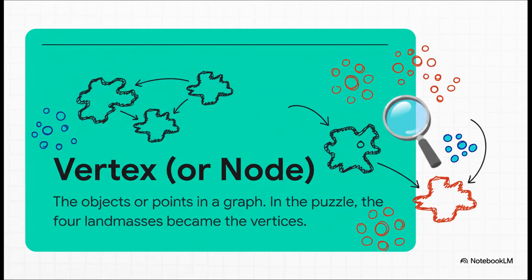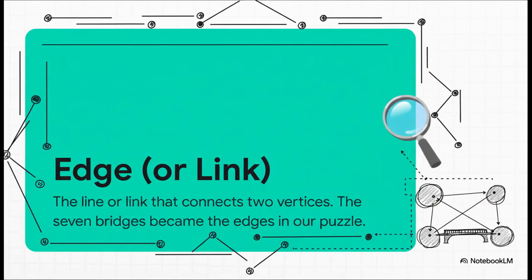First, you've got your vertices. You might also hear them called nodes. These are just the objects, the things in your problem. For the Königsberg puzzle, our 4 vertices were the 4 landmasses. Simple as that. And second, you have your edges. These are the lines that show the connection or the relationship between 2 vertices. In our puzzle, the 7 bridges were the 7 edges connecting the dots.